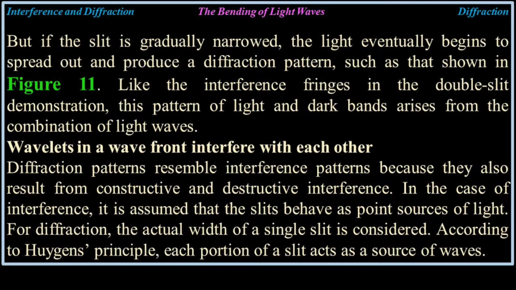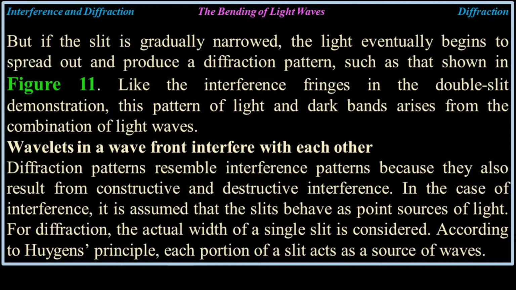But if the slit is gradually narrowed, the light eventually begins to spread out and produce a diffraction pattern, such as that shown in Figure 11. Like the interference fringes in the double slit demonstration, this pattern of light and dark bands arises from the combination of light waves. Wavelets in a wave front interfere with each other. Diffraction patterns resemble interference patterns because they also result from constructive and destructive interference.